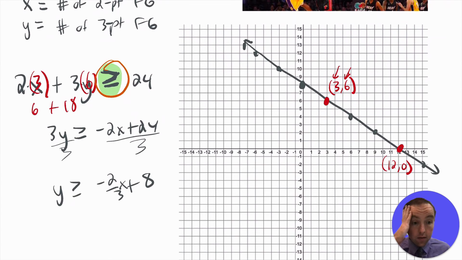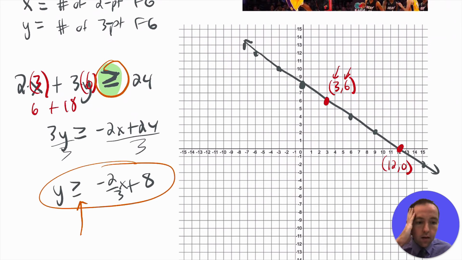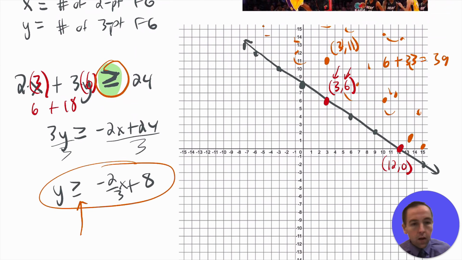it's the fact that we want to make at least 24. It turns out that when we solve this for y, graphically any points above the line are also going to satisfy what we're looking for. For example, right there we've got (3, 11). If you made 3 2-pointers and 11 3-pointers, then you'd have 6 plus 33, which is 39 points, and clearly that's above. So it's not only just that point, it's also this point, and this point, and this point. There's an infinite number of points where you're going to have a combination of 2-pointers and 3-pointers that's going to give you at least 24 points.